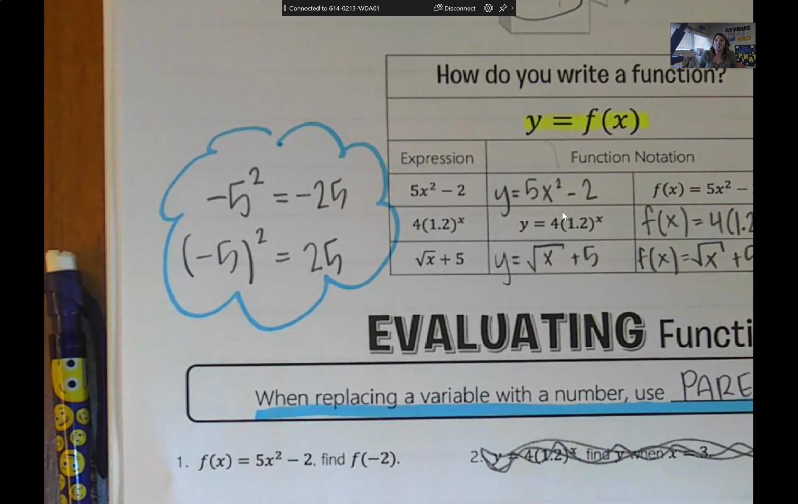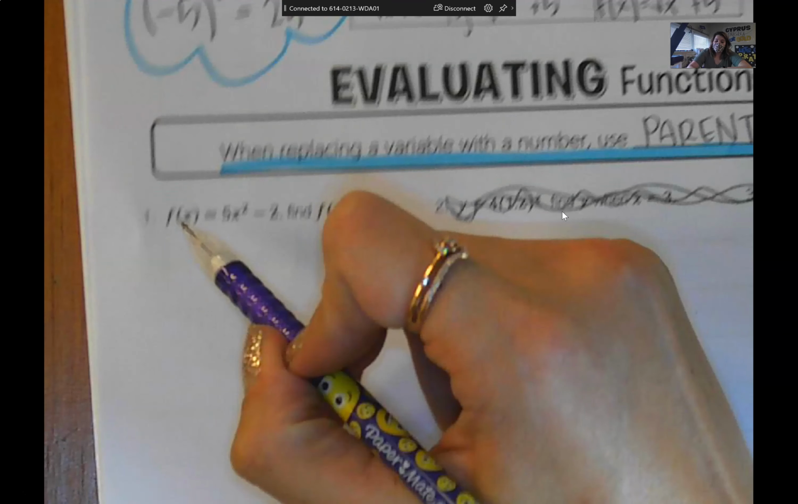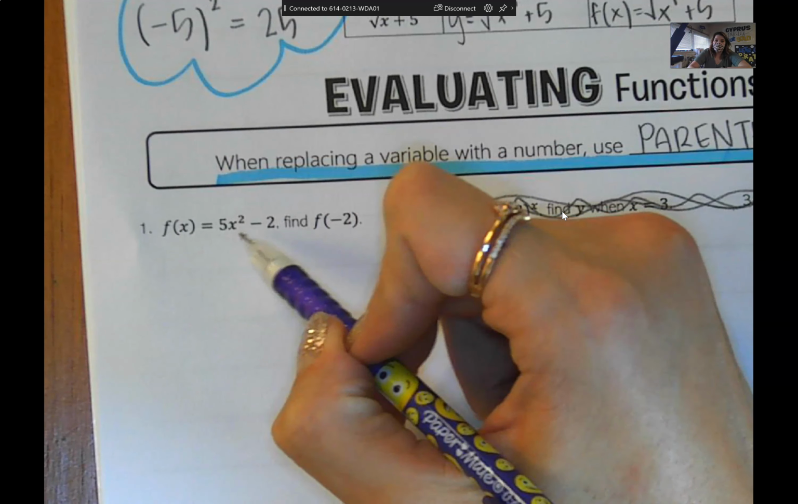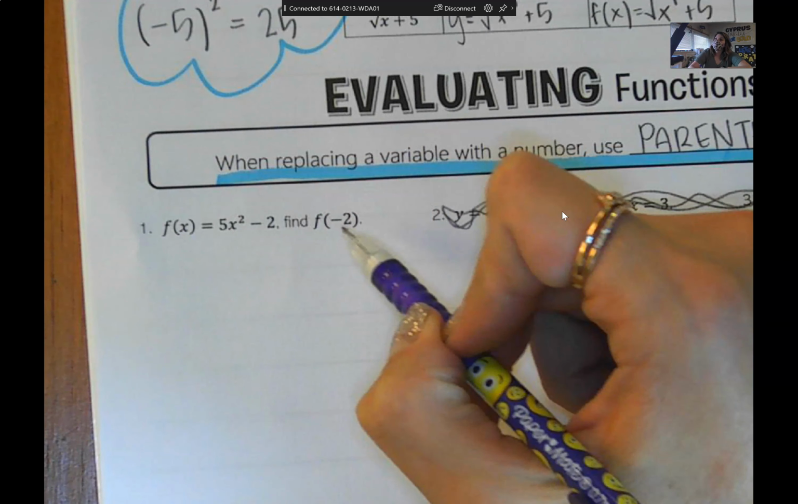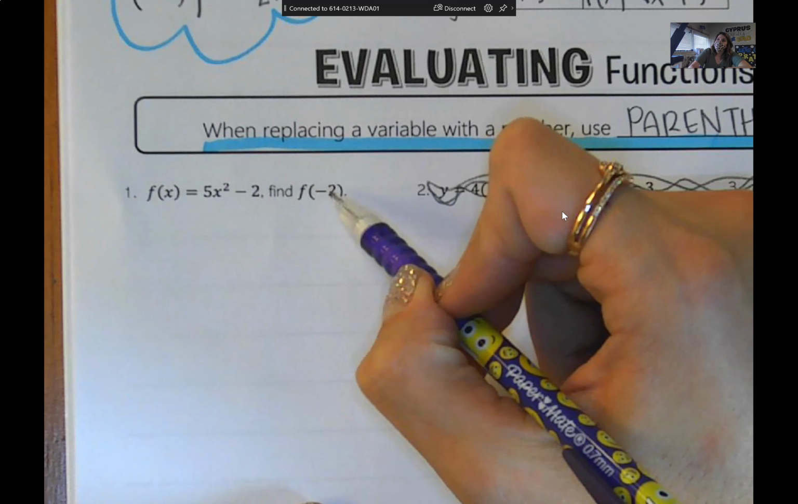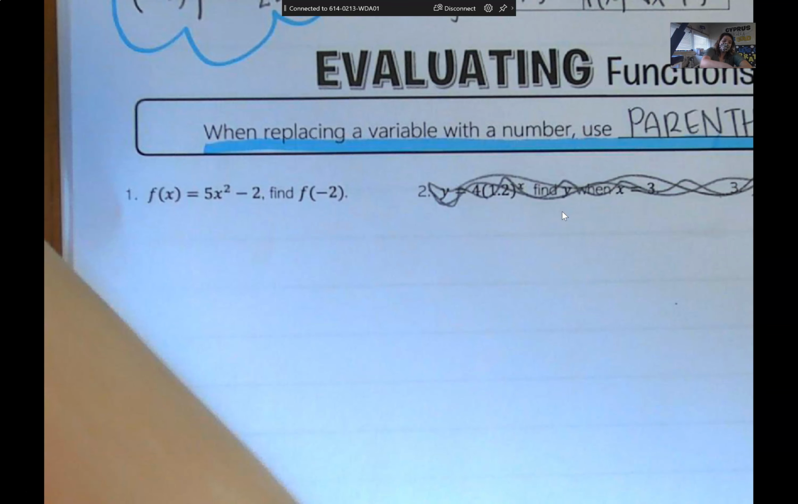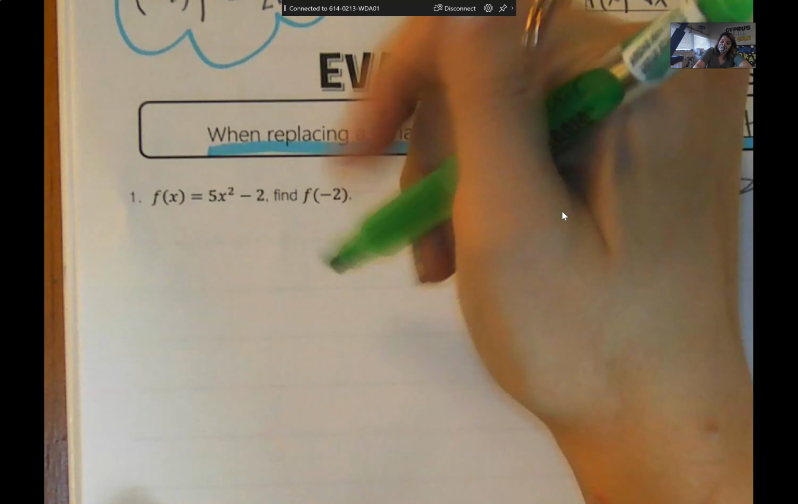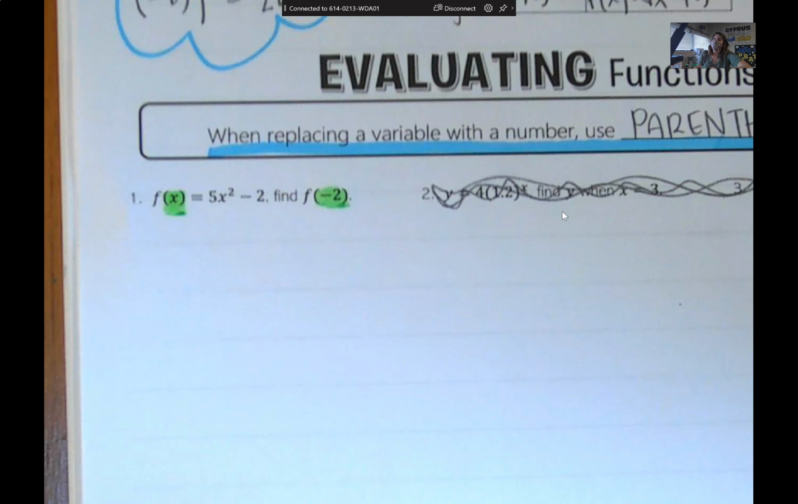Okay, so now let's get into evaluating our first function. We have f of x equals 5x squared minus 2. And they say find f of negative 2. So what they're asking us to do is to take this negative 2 and put it where all of the x's are.